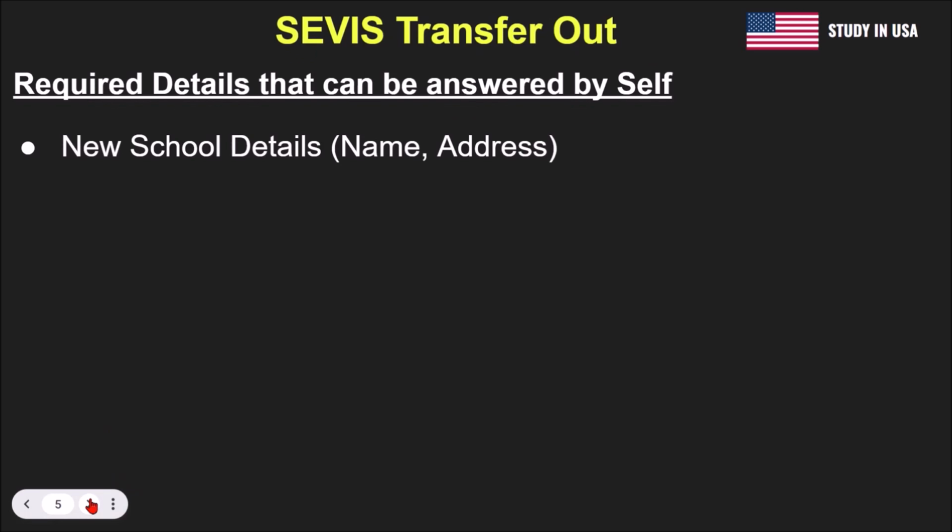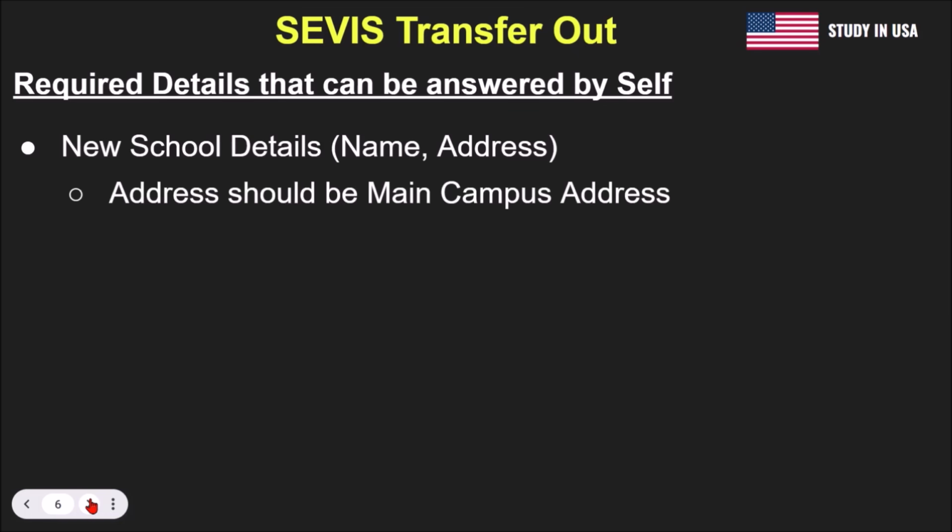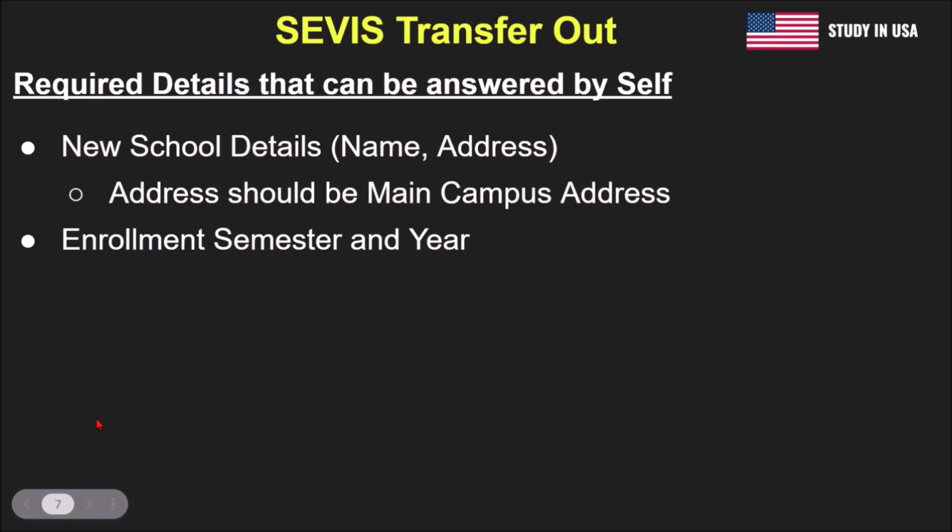Now you might be asking me, what should be the address of the new school? Because the new school might have multiple branches across the United States. Usually the day one CPT colleges have around 3 campuses across the US, spread across 3 different states. So you need to fill the address of the main campus in the SEVIS transfer out request, because they will be asking you for the campus name as well. So basically, if there are any satellite campuses for the new college, you need to enter that campus name in the campus name field. And there will be other questions such as enrollment semester and year.